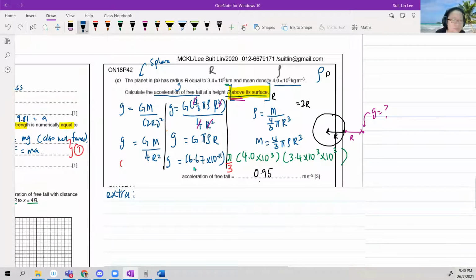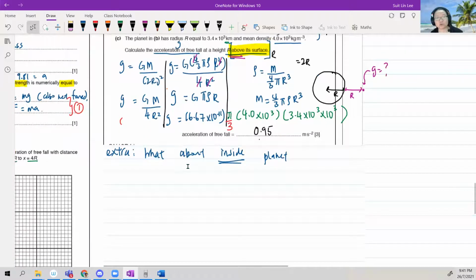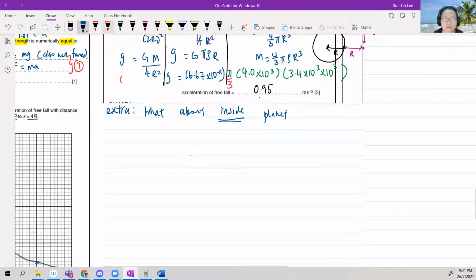Okay, extra. 1. What about inside the Earth? Inside planet. Because we know outside the planet, it follows that 1 over r squared curve. Inside the planet, well, teacher, inside the planet got gravitational field. God. If don't have, it's very scary, okay?